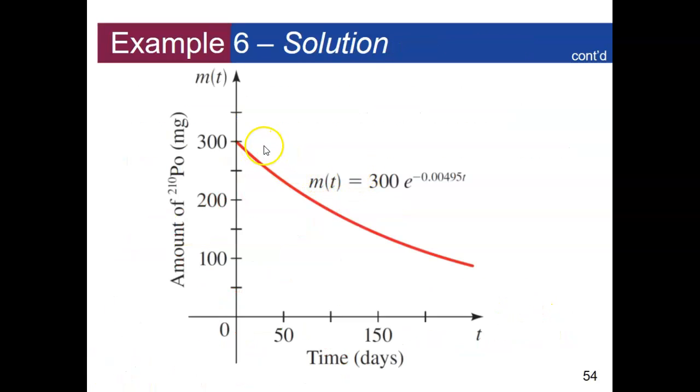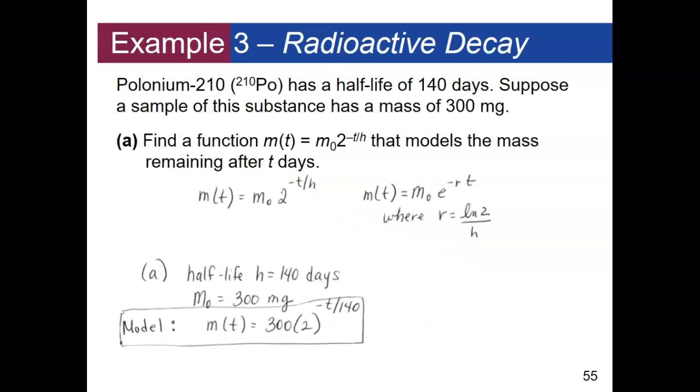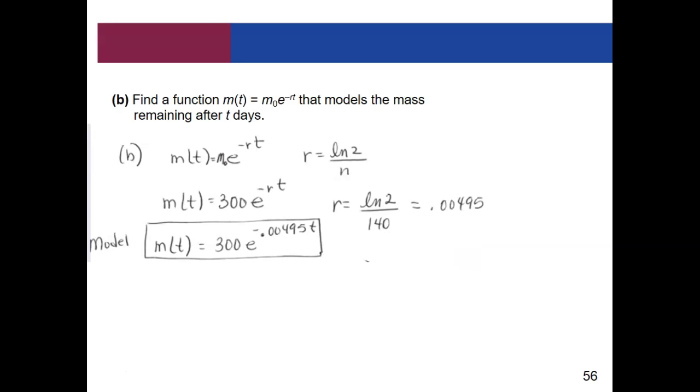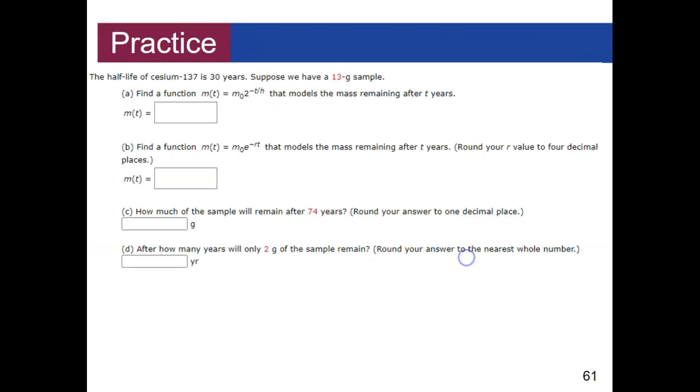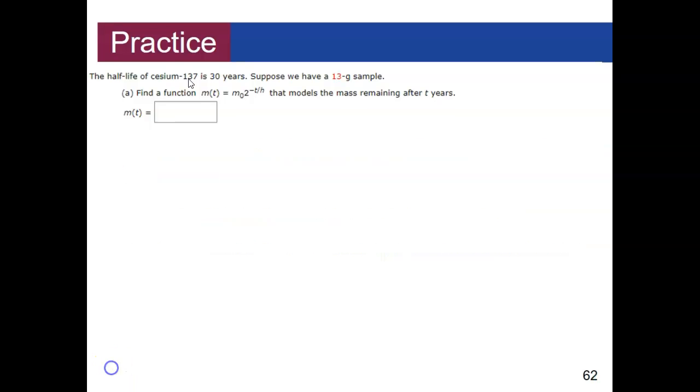So this is the graph showing that we start with an initial quantity of 300 and we follow this decay model down, and you can kind of see the shape of that graph. Okay, here's another one very similar for you to try. So I would like for you to go through and try this and then check your answers.